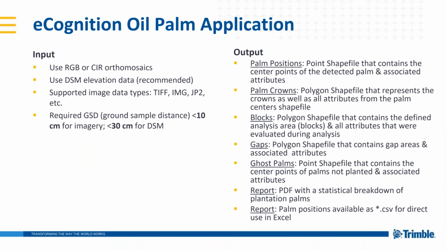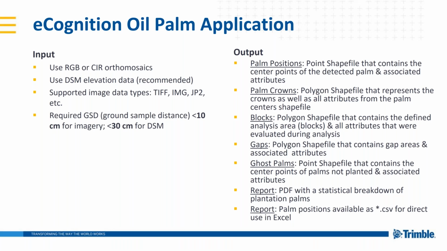Very important to talk about input and then of course the output, what we're going to get out of it. First of all, input, you can use RGB or our near-infrared enabled camera systems for the input. Orthomosaics, that's important. Have to have your orthophotos. So let's process those well ahead of time. The better the quality of your data, the better and more accurate the quality of the automated results will be.